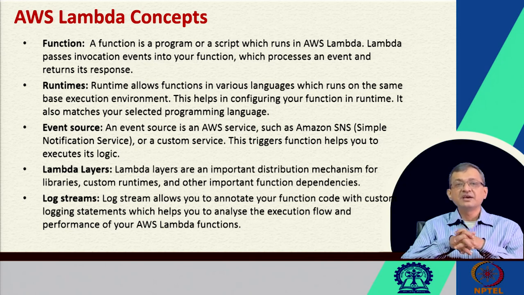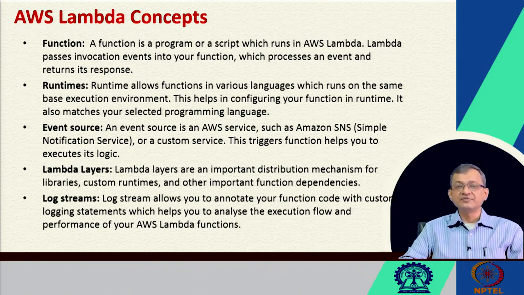Then there are runtimes. Runtimes allow functions in various languages to run on the same base execution environment, right. It helps to configure your functions in the runtime, and it also matches your selected programming language, whatever language you are using for the coding. There is also the event source, which is an AWS service. We have seen that Amazon SNS, the Simple Notification Service, or a custom service can trigger a function, which helps you to execute its logic. Lambda layers are an important distribution mechanism for libraries, custom runtimes, and other important function dependencies.